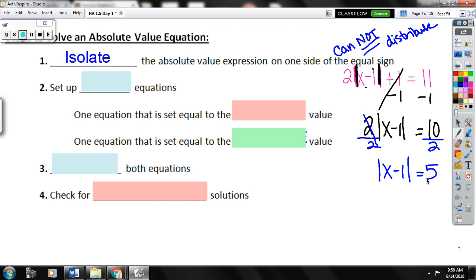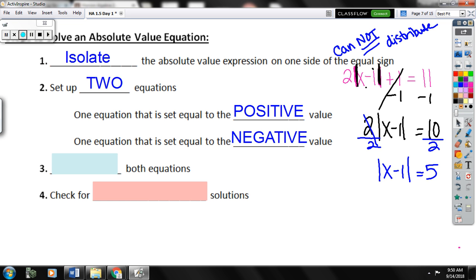Okay? And then I'm going to show you in the steps how to do the rest of it. But this is the most important step. Now, sometimes it will already be isolated and you won't have to do that. But that is always your first step. Once you get it isolated, then you're going to set up 2 equations. One, where what's in the absolute value will be equal to the positive 5, and one where we set it equal to a negative 5. So you take what is inside the absolute value, the x minus 1, and you'll set up a positive and a negative.